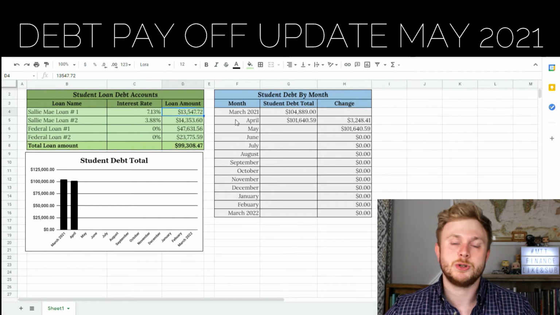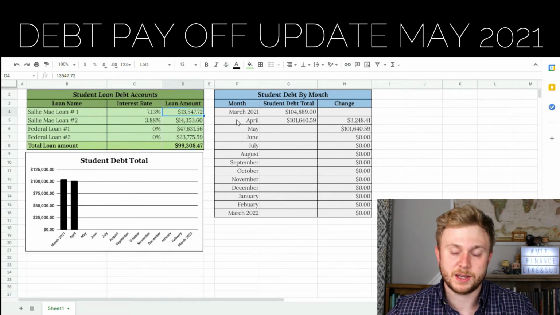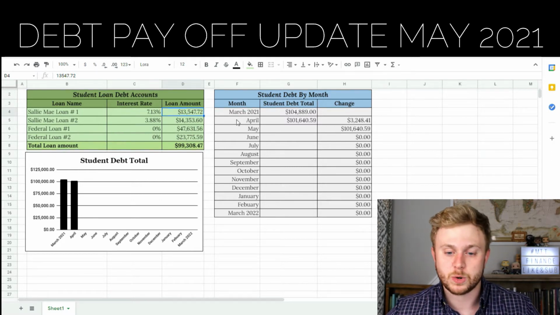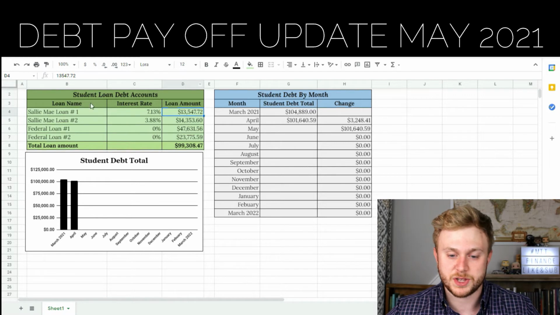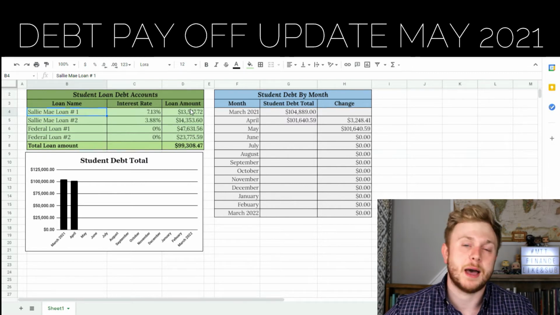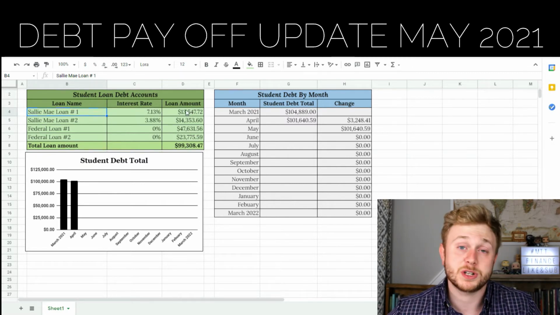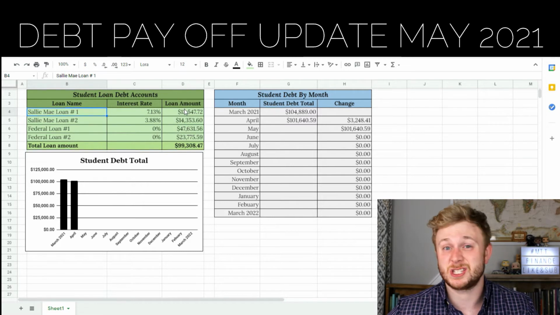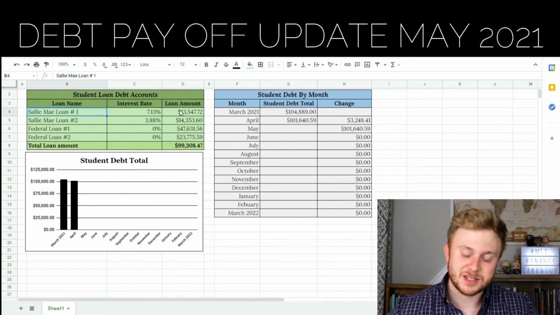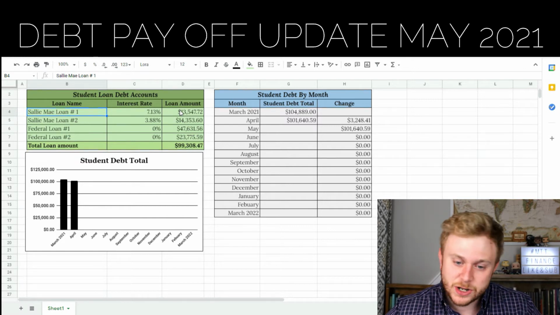I took $2,000 from, well, part of my federal tax return. That wasn't all of it, but I took $2,000 and put it towards this loan right here, loan number 1, the one with the higher interest rate, and that's why you see the change of around $2,000. Obviously, some of it goes towards paying off interest. It doesn't just get subtracted from the total loan amount because there's interest to be collected from these lenders.